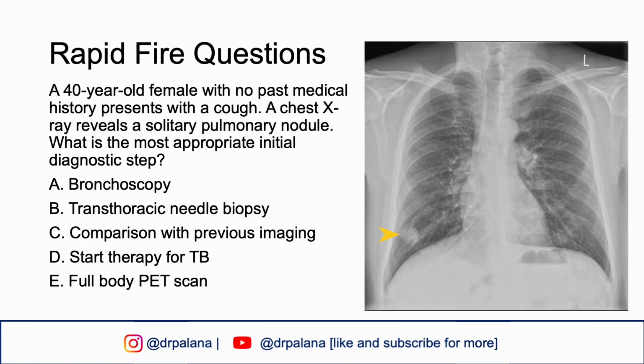Now let's do some rapid-fire questions. A 40-year-old female with no past medical history presents with cough. A chest x-ray reveals a solitary pulmonary nodule. What is the most appropriate initial diagnostic step? Bronchoscopy, transthoracic needle biopsy, comparison with previous imaging, start therapy for TB, or full-body PET scan?